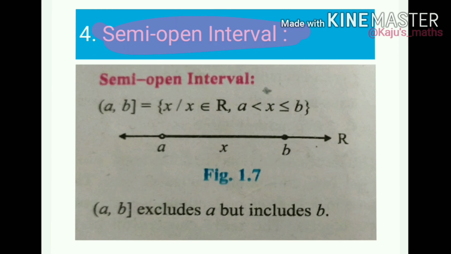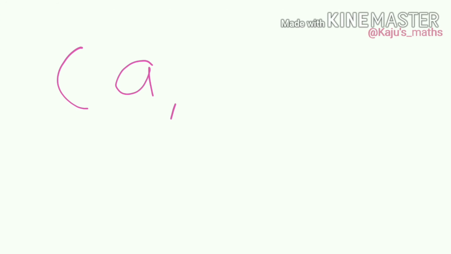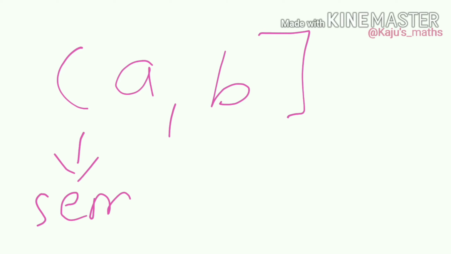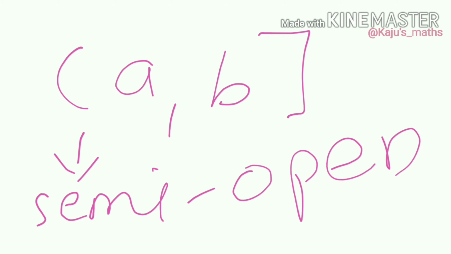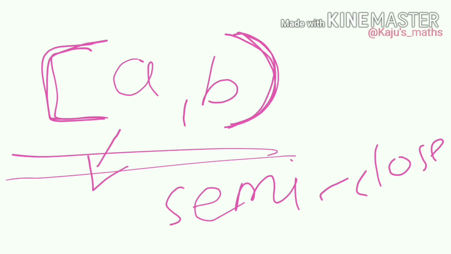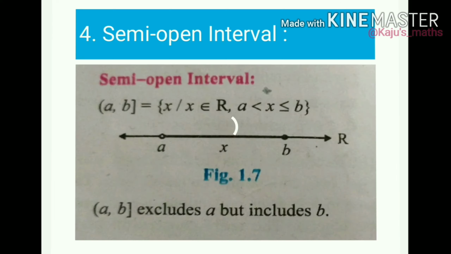Now the last one is the semi-open interval, the opposite of that. You can see here, for a semi-open interval, the first bracket is a round bracket and the closing bracket is a square bracket. Guys, you know we take a round bracket for open intervals and a square bracket for closed intervals. So how will you remember? If the first bracket is an open bracket, then this is semi-open, and if the first bracket is a closed bracket, then this is a semi-closed interval. In this way you can learn and stop confusing semi-closed and semi-open.